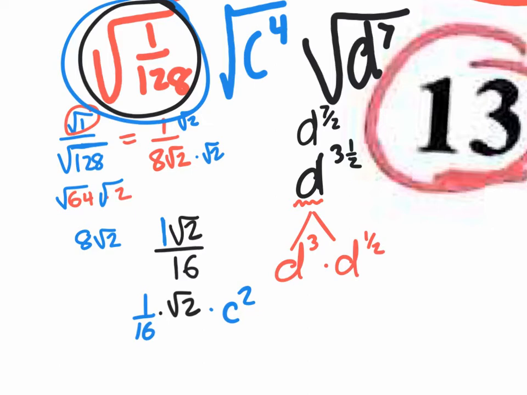Do we understand that? How to change a mixed fraction as the exponent. Right here we have a mixed fraction as an exponent. Split the base into 2, put the 3 on the first one, the 1/2 on the second one. Yes or no? Okay, good.